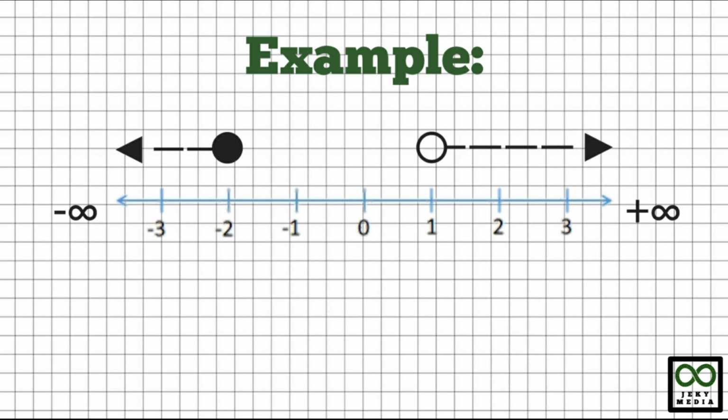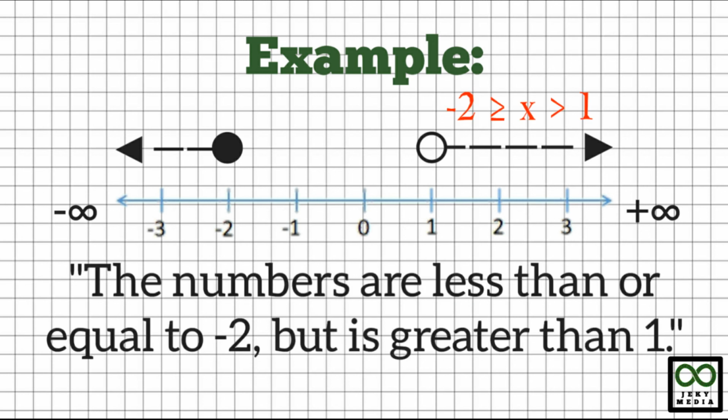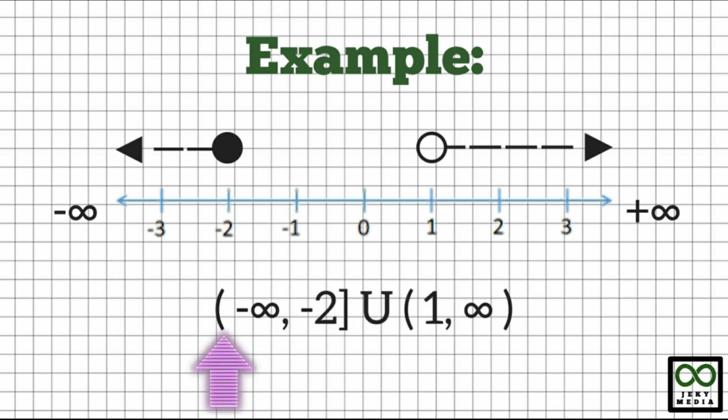The last example is giving you a closed circle on the left and an open circle on the right. The solutions are found from negative 2 going to the left to negative infinity. Also, another solution is found to the right of positive 1 going to positive infinity. The inequality is read as, the numbers are less than or equal to negative 2 and greater than positive 1. The interval notation for this is, open parenthesis, negative infinity, comma, negative 2, closed bracket, union, open parenthesis, 1, comma, positive infinity, and close parenthesis.